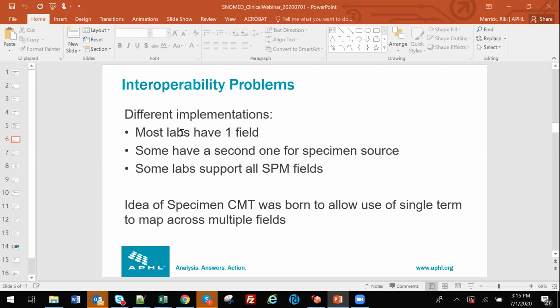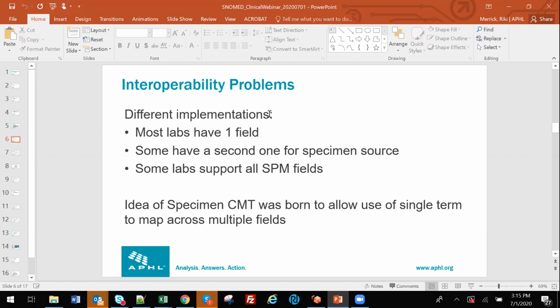So what did we discover back 11 years ago? Most labs have one field to describe the specimen, but there's a lot of information that needs to get into that one term. Some labs have a second one for the specimen source, so they'll do something like, I have a swab, and then they say the specimen source was the nasopharynx.